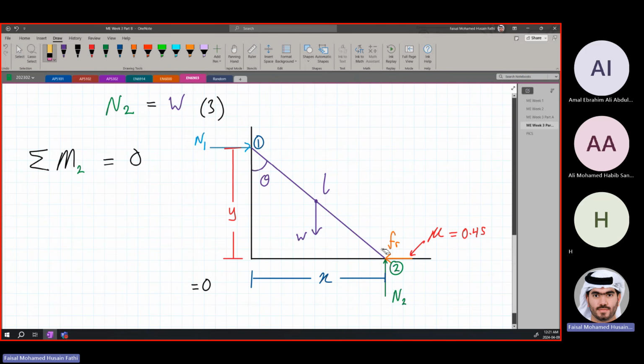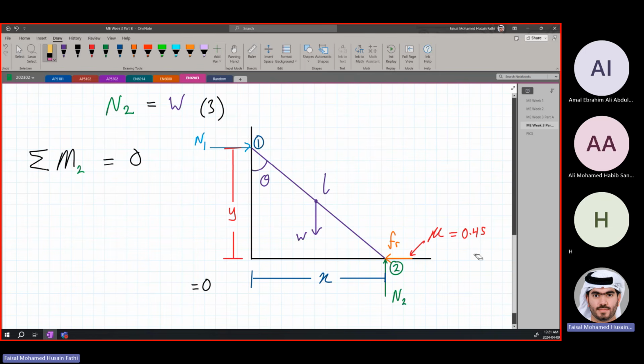So we are finding the moment here. The force due to these is not going to count. We don't care about FR and N2, but we care about N1, and we care about the weight W. How can we do this?